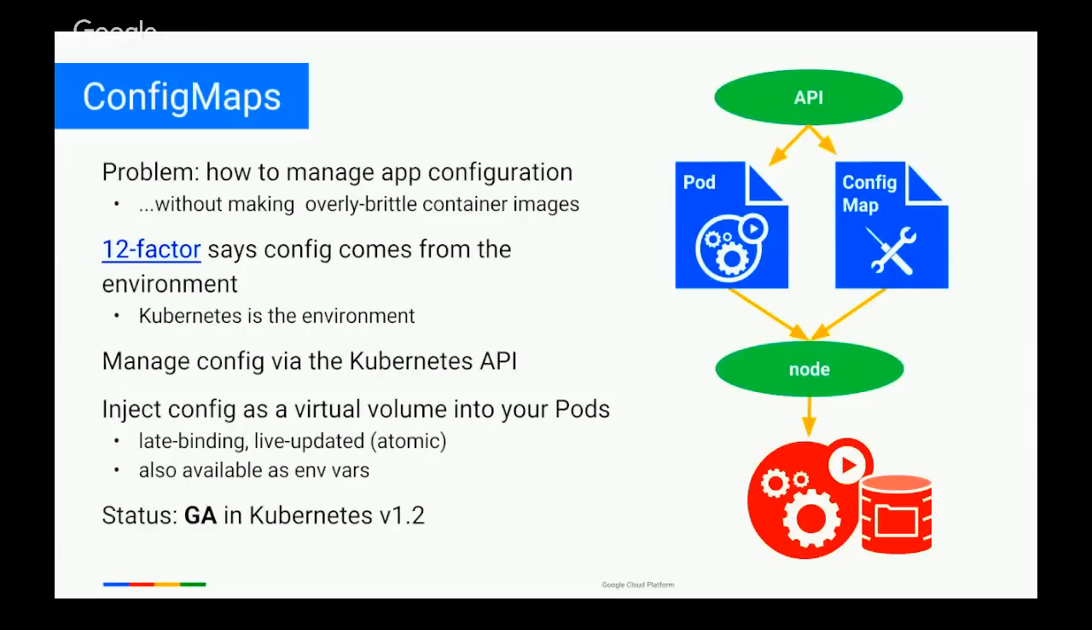If you want to update your configuration, you can go update it live on the fly, in which case we will update it atomically for you in your container, or you can create a new config map and do a rolling update and you get your new version. So it's up to you to manage how you want to do your updates, but you have the capabilities to do this live.